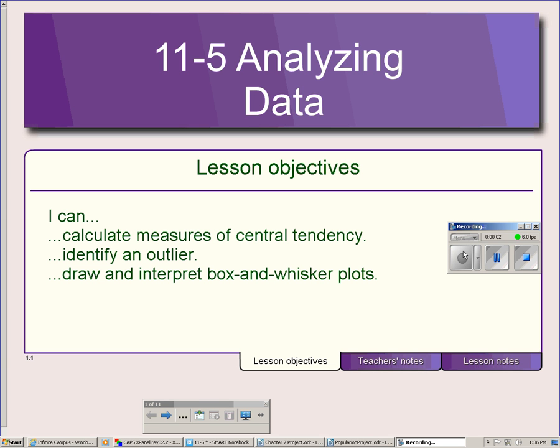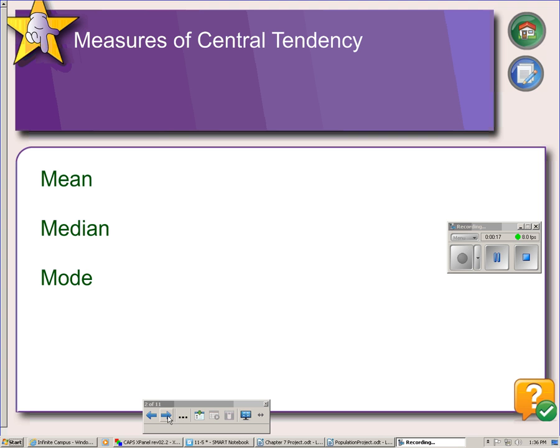This is lesson 11.5. It's about analyzing data. In particular, we're going to learn how to calculate measures of central tendency, identify outliers, and make box and whiskers plots, also known as box plots. So let's get some definitions.